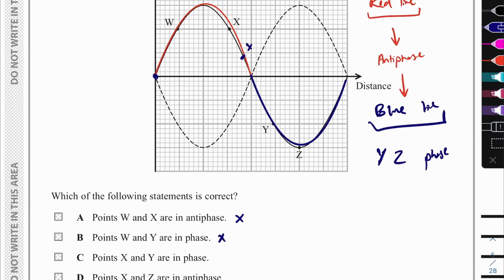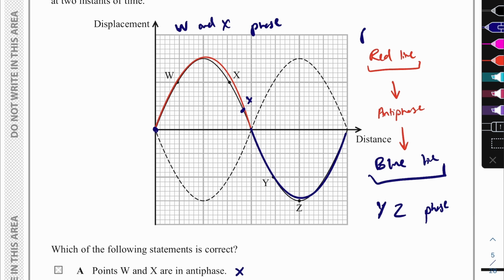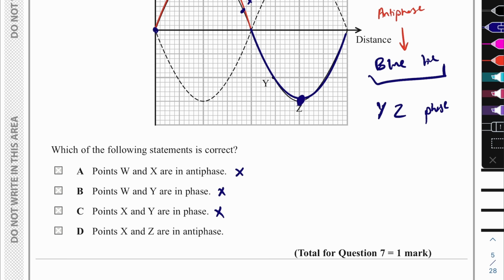So X and Y, same thing, antiphase, because it's the same as W. Now X and Z, X is here, Z is on the adjacent node, so they are in antiphase. So D is our answer.